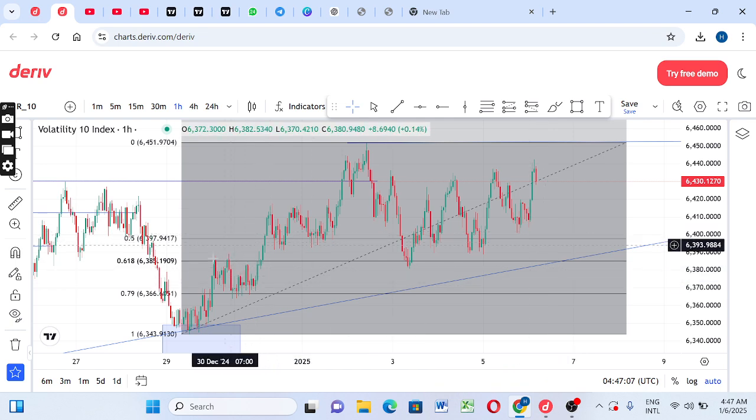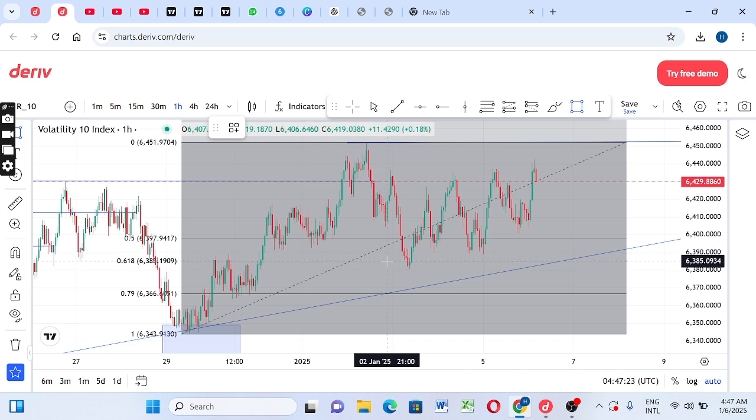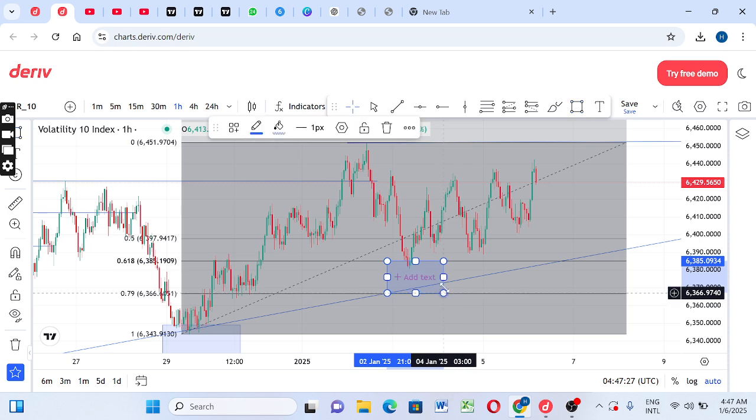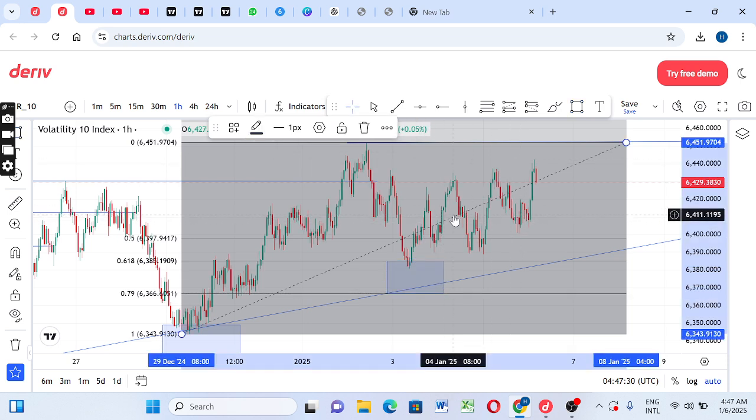You can see we tested the flip zone, and the 0.618 level, and then also we tested the flip zone, and also tested the 0.618 level. So that being the case, this is our entry. So with this, we have no doubts any longer that price is going to rally to this upside.